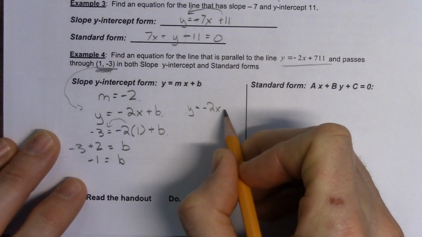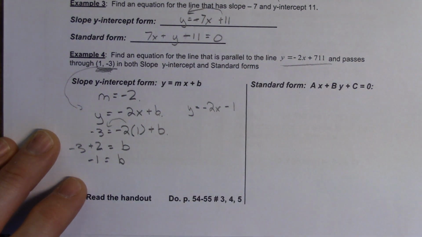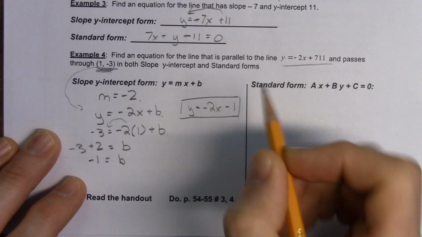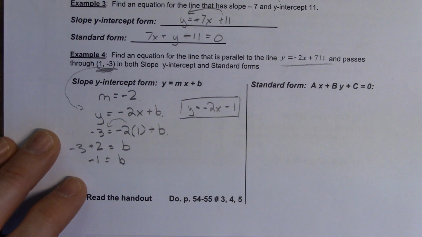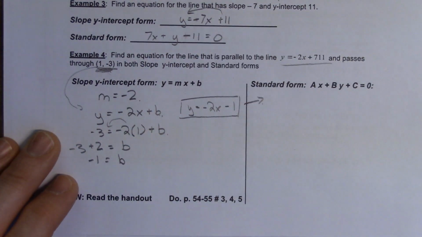Yeah, but I wouldn't write plus -1. I would write minus 1. Alright. So that is our equation for the line in y-intercept slope form, or slope y-intercept form. Now we want to go to standard form. So how can I get to standard form?